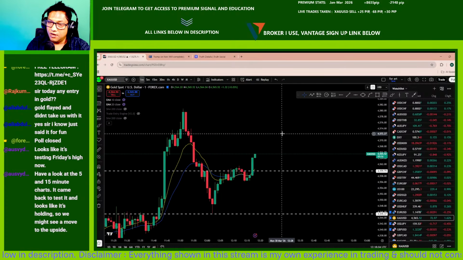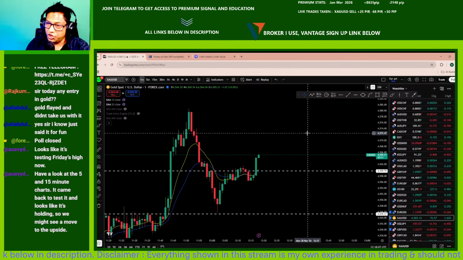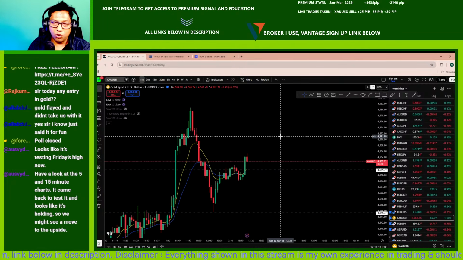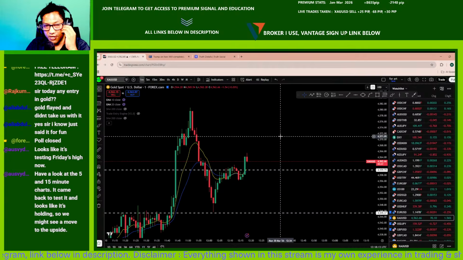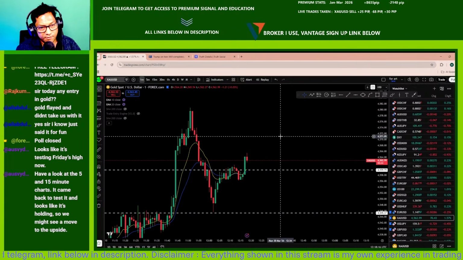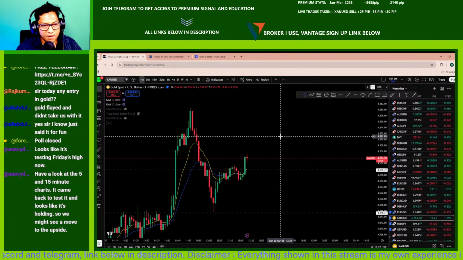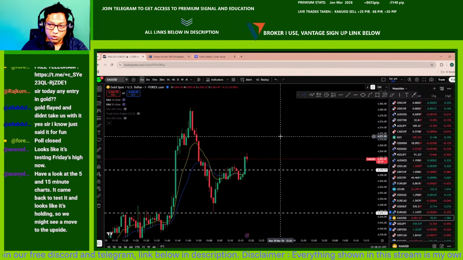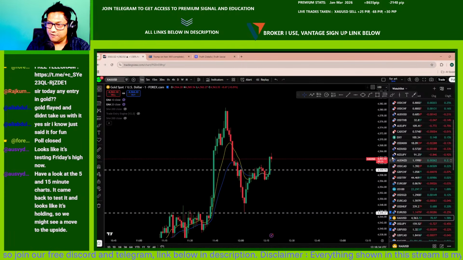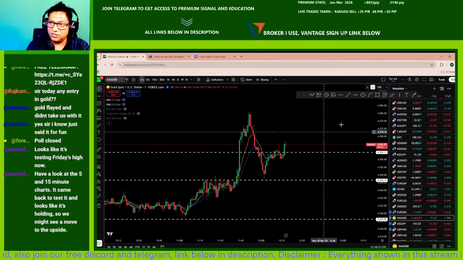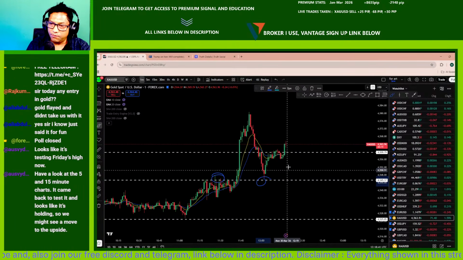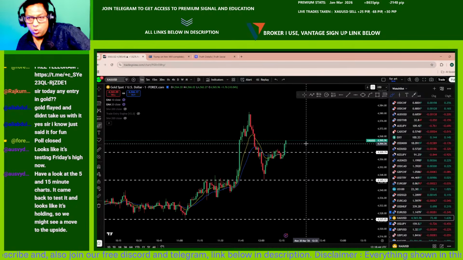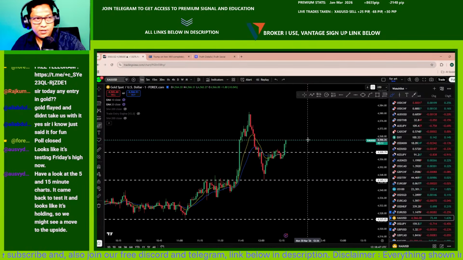Also, this is the first day of the trading week. Monday is very volatile, especially for all those instruments. I like trading on Monday as well, and also Friday. Looks like it's okay. Have a look at the 5 minutes and 15 minutes chart. It came back to test and looks like it's holding, so you might see a move to the upside. Yes, this is what we can see. It's holding on. This is a healthy trending market where the market tested the previous resistance, which is turning into support here.